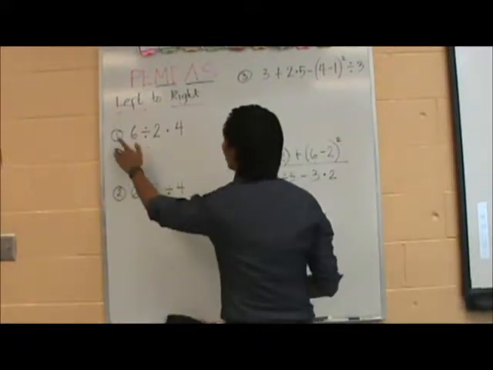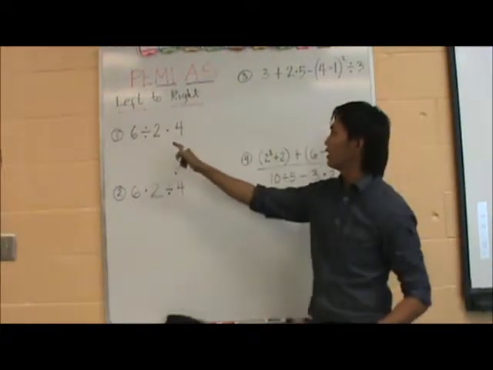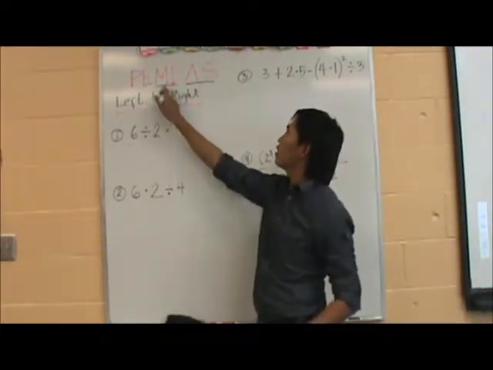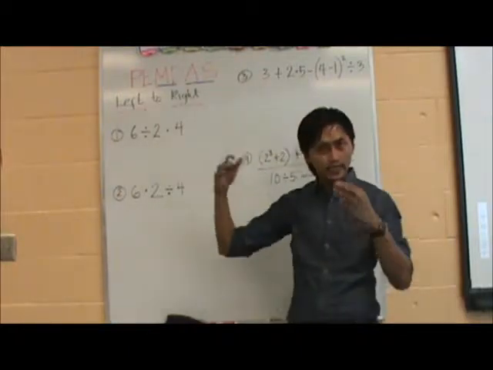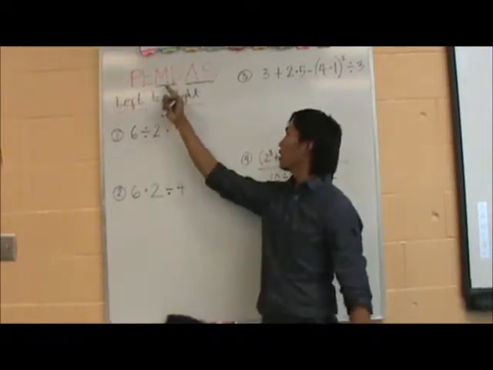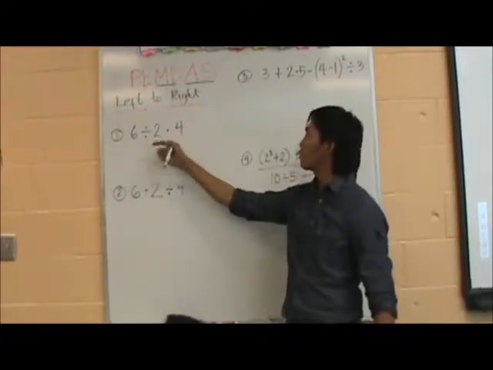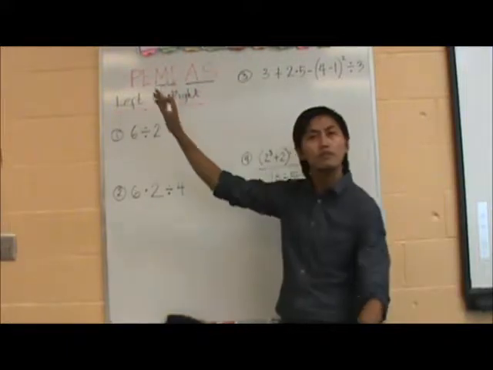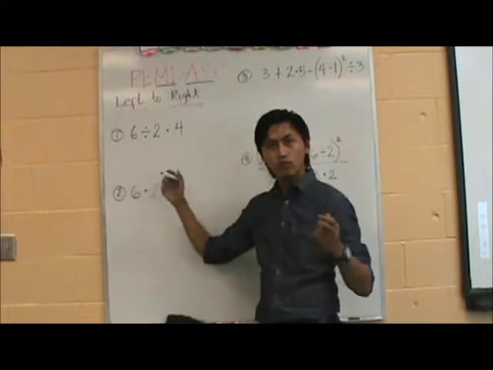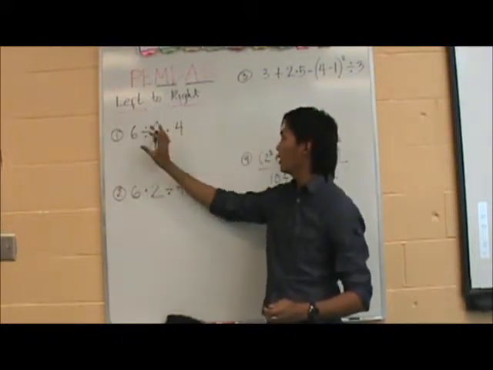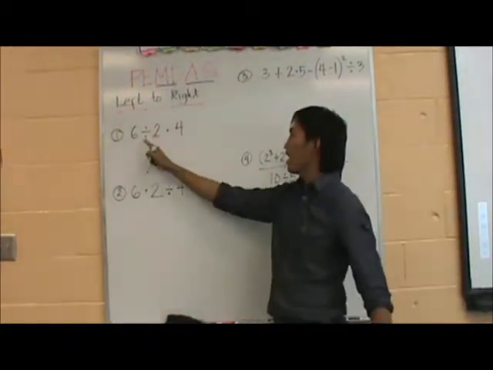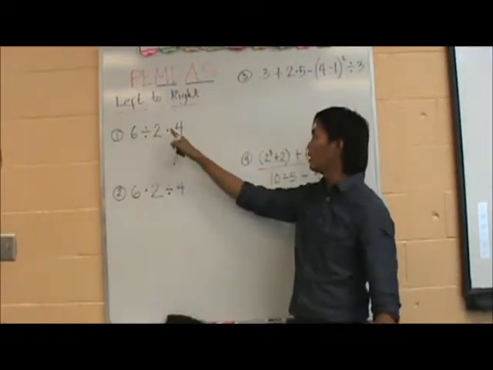So right now for number 1, we got 6 divided by 2 times 4. Now according to PEMDAS, we have multiplication and division. Number 1 is a good example because here the division comes first. In the PEMDAS rule, we have to divide first because division comes first from the left to the right. So we have division first and then multiplication.